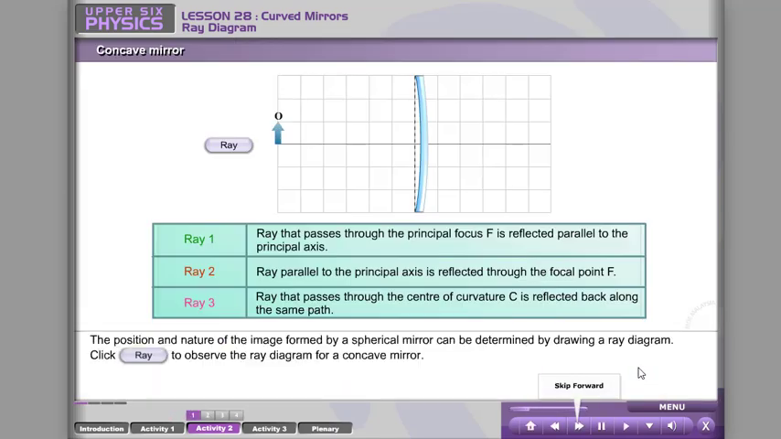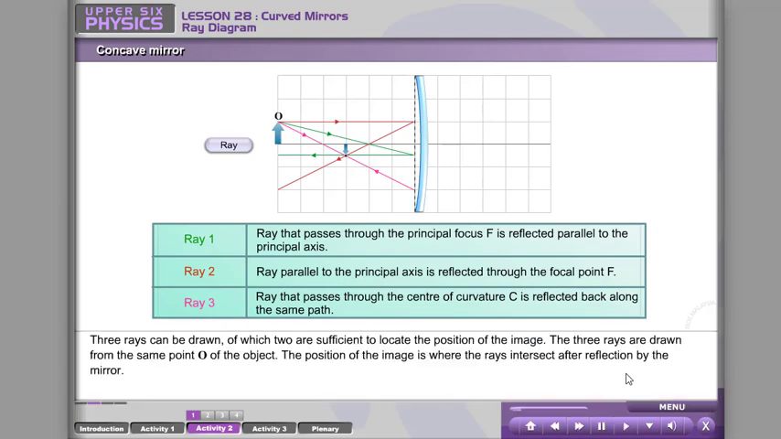The position and nature of the image formed by a spherical mirror can be determined by drawing a ray diagram. Click the ray button to observe the ray diagram for a concave mirror. Three rays can be drawn, of which two are sufficient to locate the position of the image. The three rays are drawn from the same point O of the object. The position of the image is where the rays intersect after reflection by the mirror.